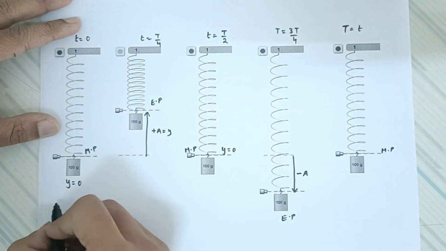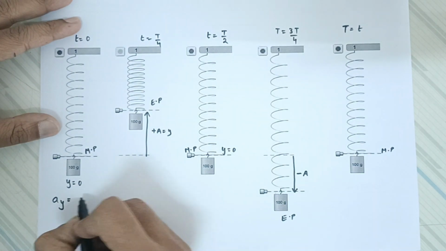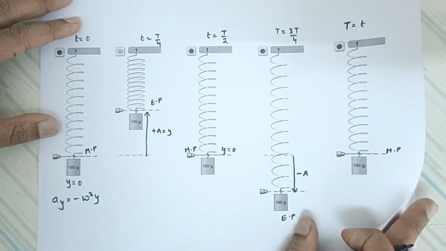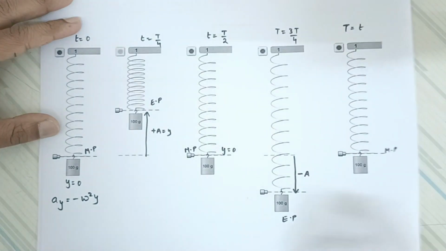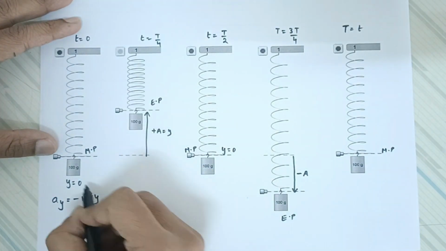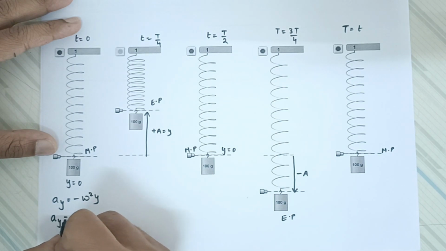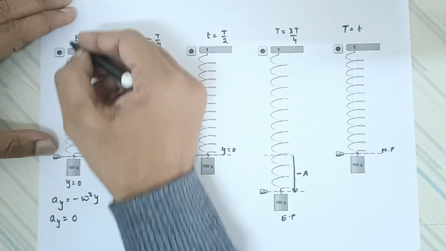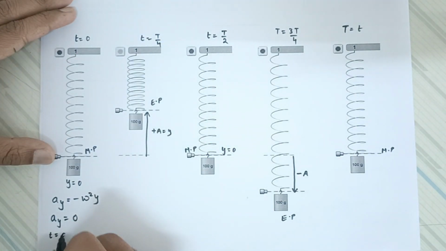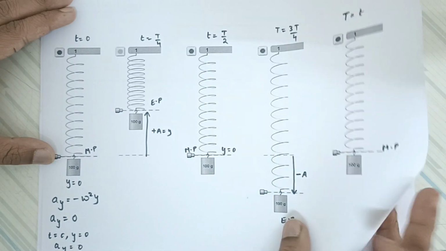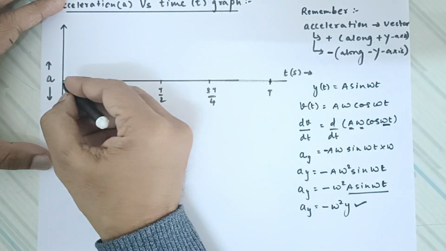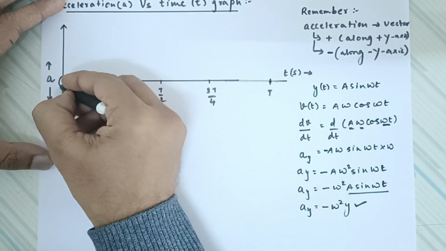Now I am simply going to write ay is equal to minus omega square y. Just now we derived this expression. So now let's plug in the value of y. I am getting acceleration as 0 because y is 0. So what can I write down? For time 0, displacement was 0 and the acceleration along the y-axis was 0. So this will help me to plot the graph. At time 0, the acceleration is going to be 0, so I'll plot my first point.